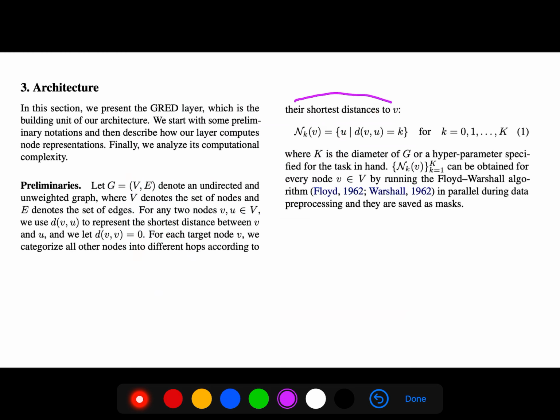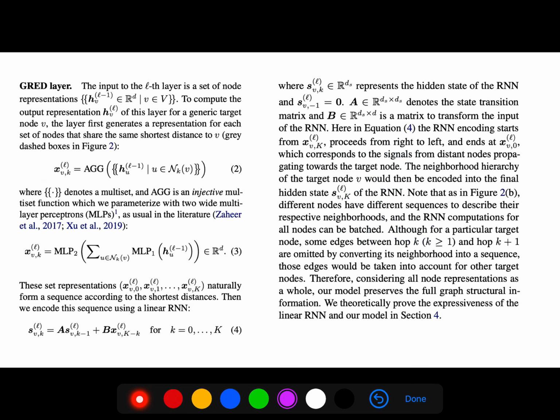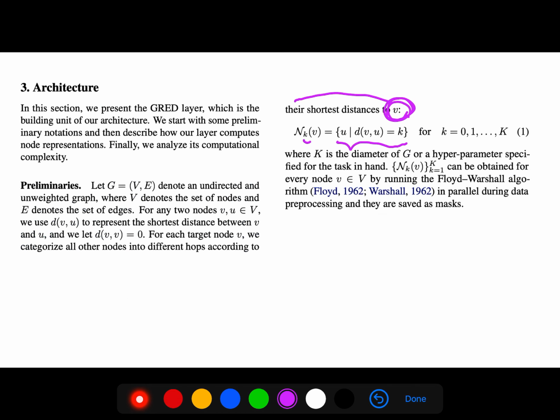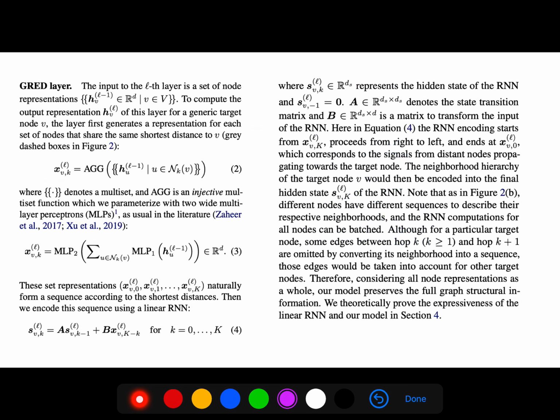The shortest distance to our target node V is defined over all the nodes whose shortest path is, for example, N1 when the distance is 1, N2 when the distance is 2. Now that you understand what a neighbor of a node is, for example, neighbor 3 means that there are 3 hops, 1, 2, 3, to reach the target node V from node U. So there are 3 hops. And now that you know the aggregation, you aggregate like this. These are the types of neighbors that you are caring about.